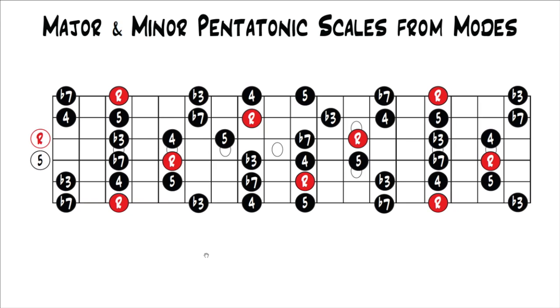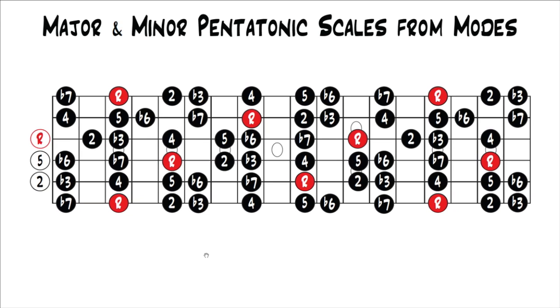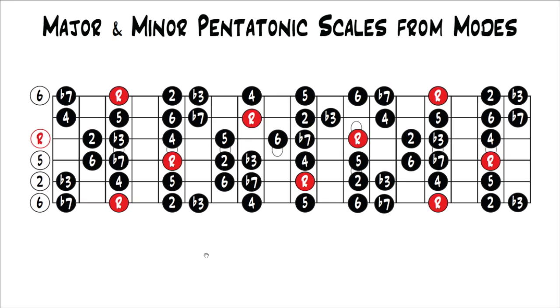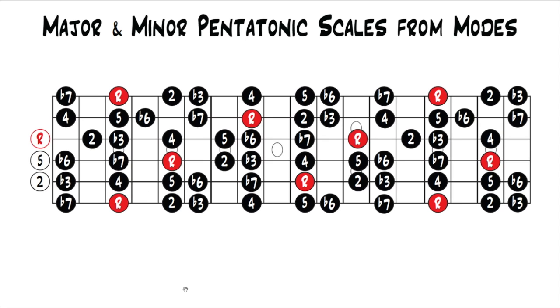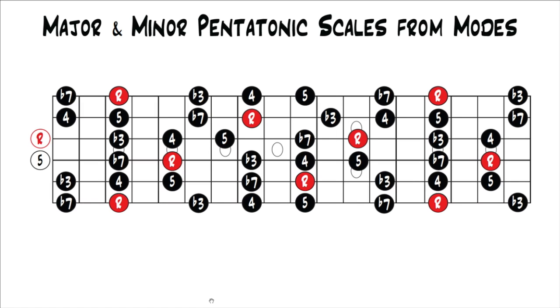And again, you've removed any of the avoid notes. Dorian doesn't have any avoid notes, so it doesn't really matter. Phrygian, you removed the flat 2 and the flat 6, which are both avoid notes. And Aeolian, you remove the flat 6, which is an avoid note. So again, that's a reason why the pentatonics are easier to use than the modes.